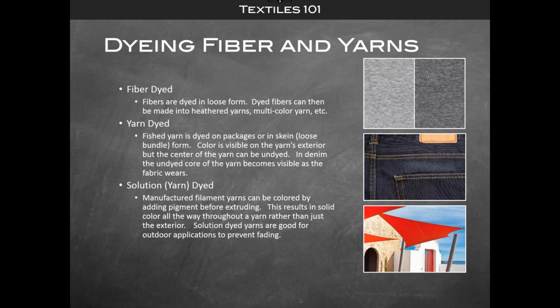Here are some methods of dyeing fiber and yarn. The first method is fiber dye. This means you have your loose fiber, typically staple fiber, and you take that fiber and dye it before it's made into yarn. When you dye just the fiber, you can take those different colored fibers and combine them to make, for example, heathered yarns or a multicolor yarn.